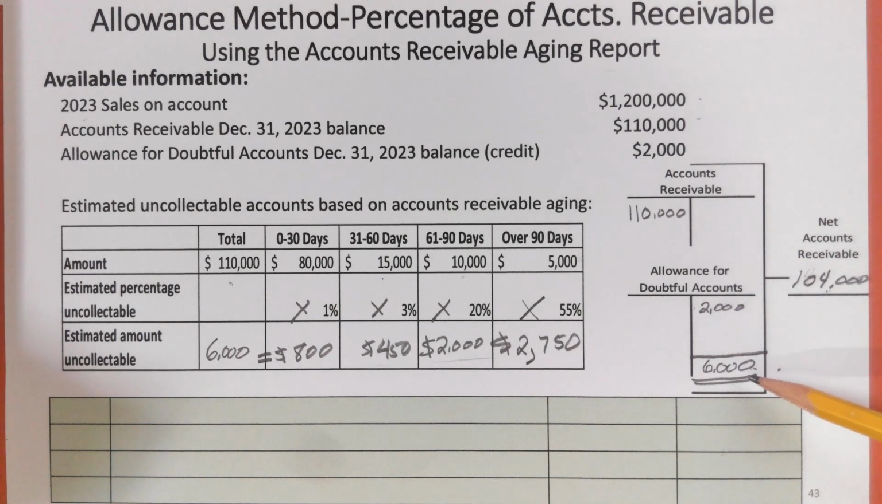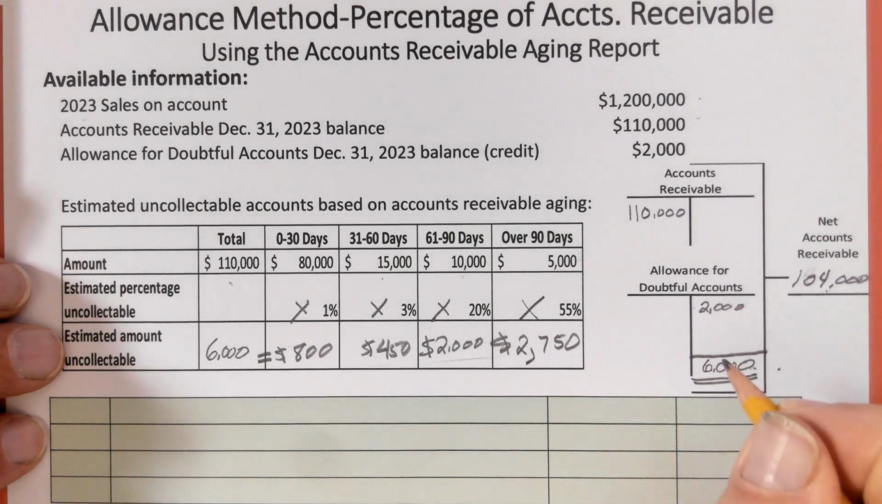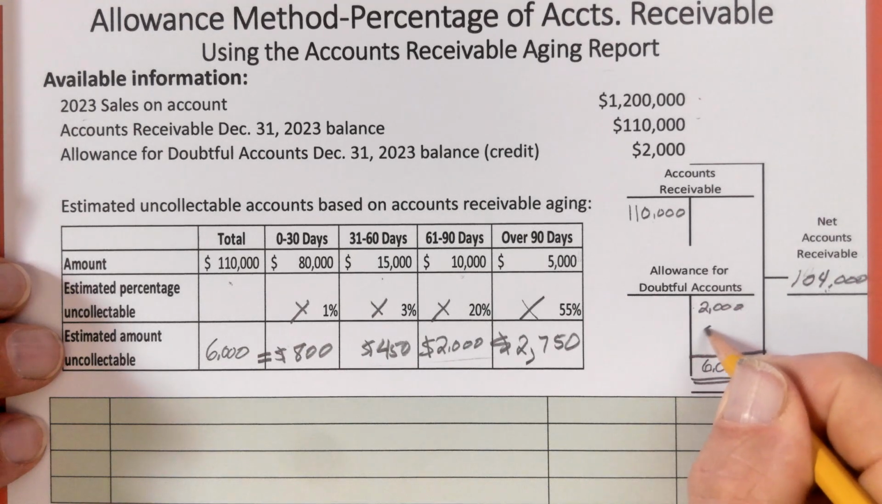Now the thing is, it's at $2,000 now. We want an ending balance of $6,000. What do we need to do to this account to make it happen? What do we need to do? Debit it or credit it? Well, obviously, we need to credit it to go from $2,000 up to $6,000. Let's see, $6,000 minus 2. What's the entry need to be? $4,000.